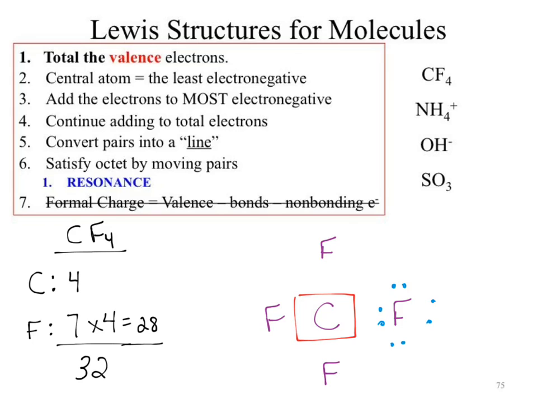I now move to the next fluorine atom. 2, 4, 6, 8. Satisfy the octet. Move to the next atom. Move to the next atom. How many electrons do I have? 32. Have I put in all the electrons I need? Yep. So now what do? Anywhere there's a pair of electrons between atoms, I will convert into a line to represent a bond. So line, line, line, line.